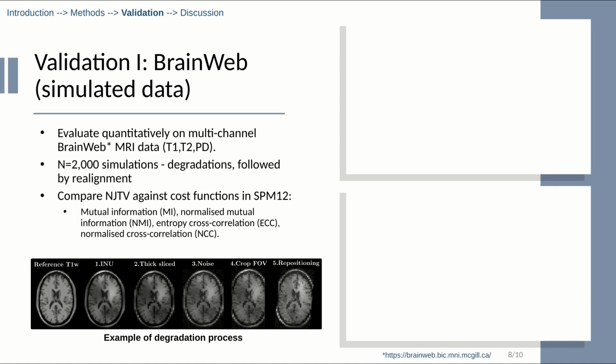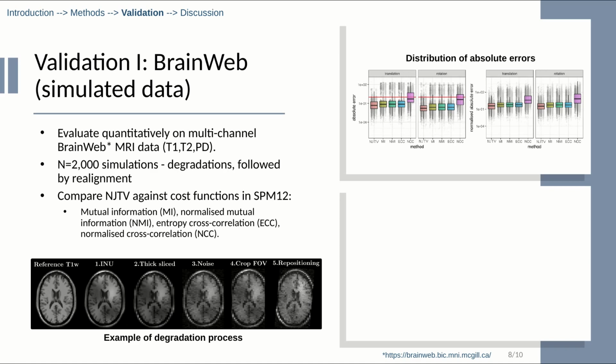We then use our proposed cost function to rigidly align the images, and also cost functions implemented in the SPM12 software: mutual information, normalized mutual information, entropy cross-correlation, and normalized cross-correlation. The result of this investigation is shown here on the right. You can see that out of all the methods, the smallest absolute errors were obtained for both translation and rotation by our NJTV, normalized joint total variation method, and the red line here is an error below 1 millimeter and below 1 degree.